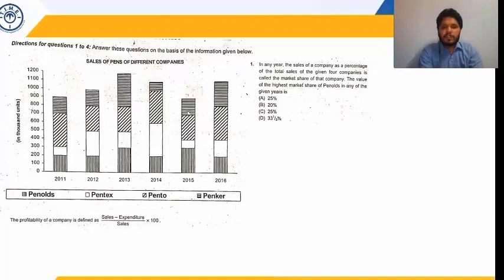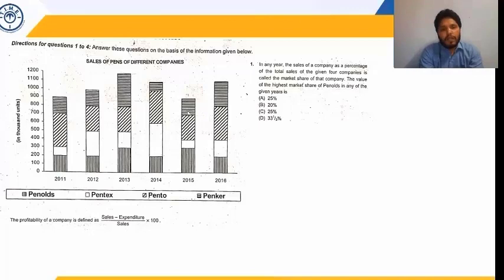Similarly, if I ask you what is the market share of Pento in 2011, in 2011 the share of Pento is starting from 300 and going up till 700. So 300 to 700, what is the difference? 700 minus 300 is 400. So the share of Pento in total share is going to be 400. And what is the total share? Bar is starting from 0 and going up till 900. So 900 is the summation of sales of all the four companies. So the share of Pento is going to be 400 divided by 900 into 100%.